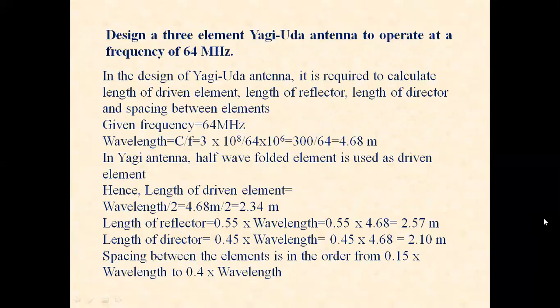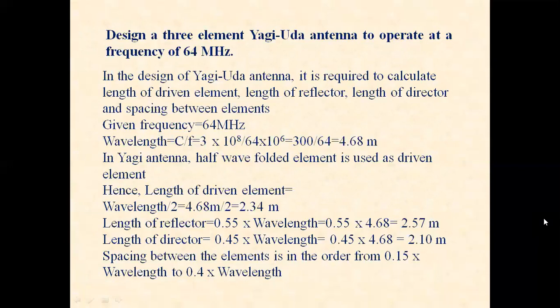Now let us see the design considerations of Yagi antenna. Design a 3-element Yagi-Uda antenna to operate at a frequency of 64 megahertz. For example, let us receive a signal at 64 megahertz. For a television channel, we have a 61 to 68 megahertz band, 7 megahertz, whose frequency slot is 61 to 68 megahertz. The center frequency we can take as 64 megahertz. We want to receive that particular television channel.